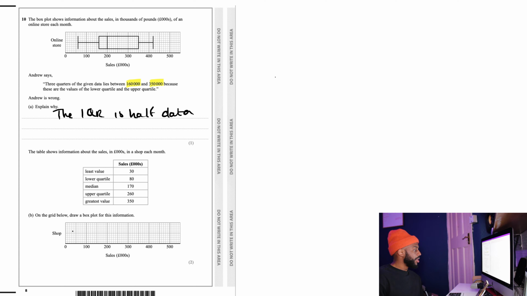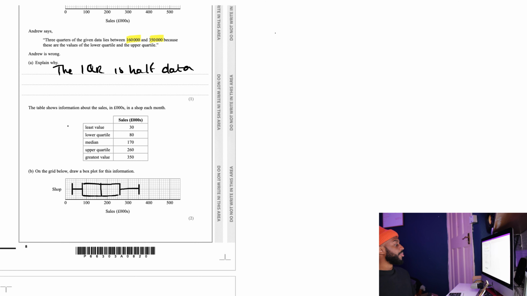Part B, they want us to draw a box plot. So the least value, our minimum, is going to go here on 30. Lower quartile is on 80, so that's going to be about here. Median is 170, so we're going to draw that there. Upper quartile 260. And our maximum, greatest value, is 350. So we connect our box plot like this. And that bit is complete.